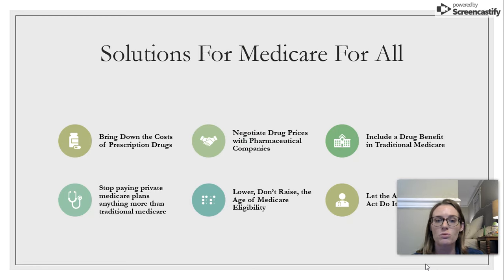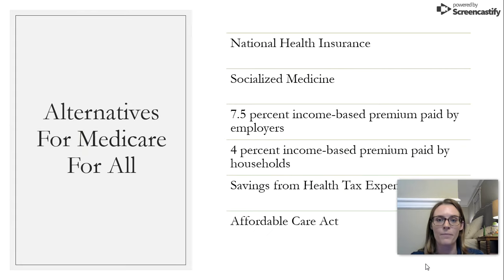Some of the solutions would be to drop prescription drug costs and negotiate prices with pharmaceuticals. This is something that Donald Trump, our current president, is actually arguing and attempting to implement for. There's also the option to include a drug benefit with traditional Medicare. You could also stop paying private Medicare plans. You could lower instead of raising the age of Medicare eligibility, or you could even just let the ACA, the Affordable Care Act, do what it was set to do and stop meddling.